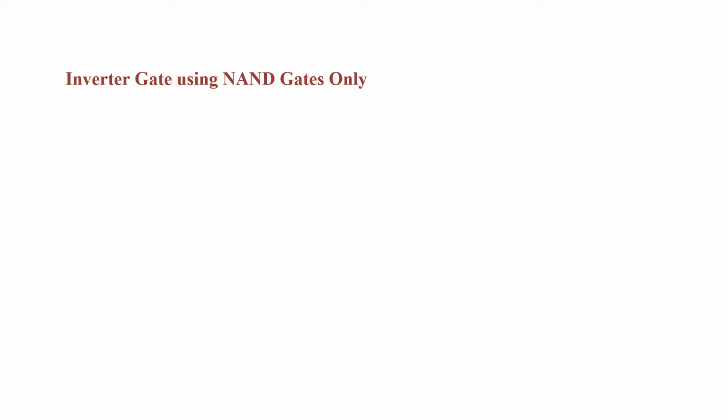Okay, now let's understand how we can implement the inverter gate using the NAND gates only. We'll verify it algebraically. We can say that A is equal to A and A. This is one of the Boolean properties: ANDing a variable with itself results in the same signal. Then if we complement both sides, we'll get A NAND A is equal to A bar.